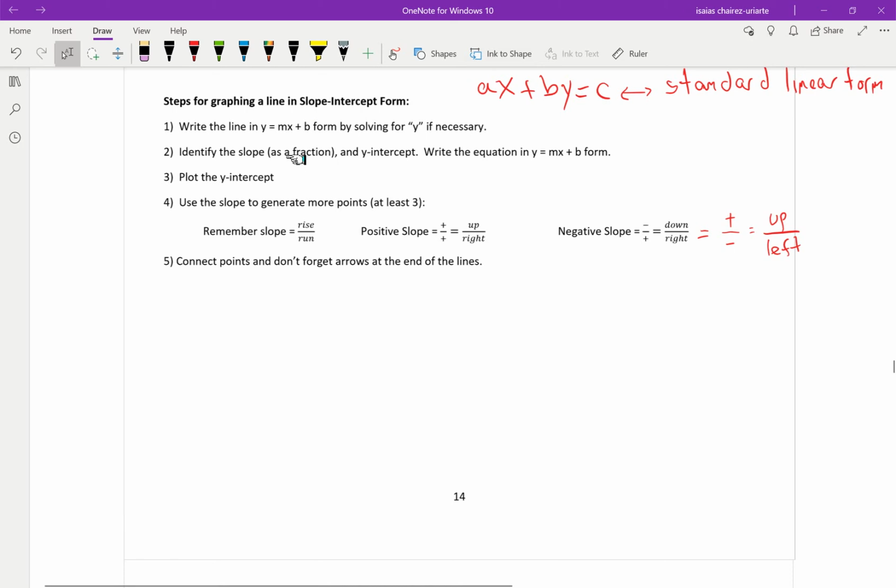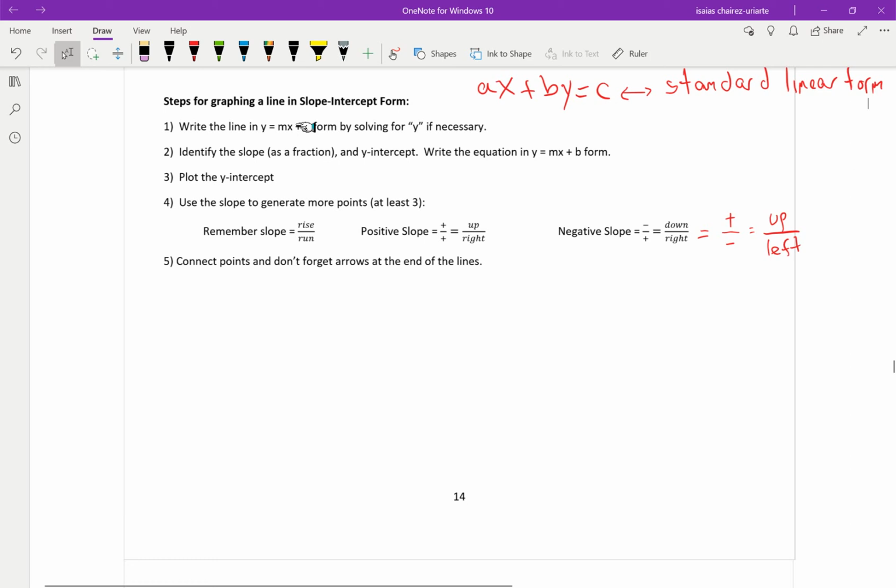Once you solve for y, then you can look at what is m and what is b. And remember, you want to think of m as a fraction. You want to think of the slope as a fraction. And also b, you want to think about it as a point. It's a point on the y-axis, so it should be something like 0, b.